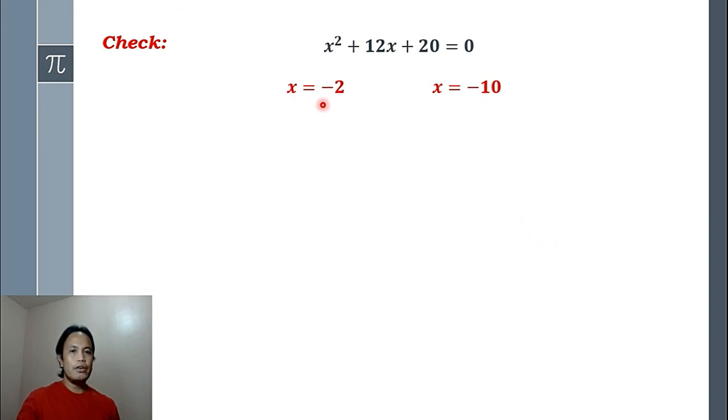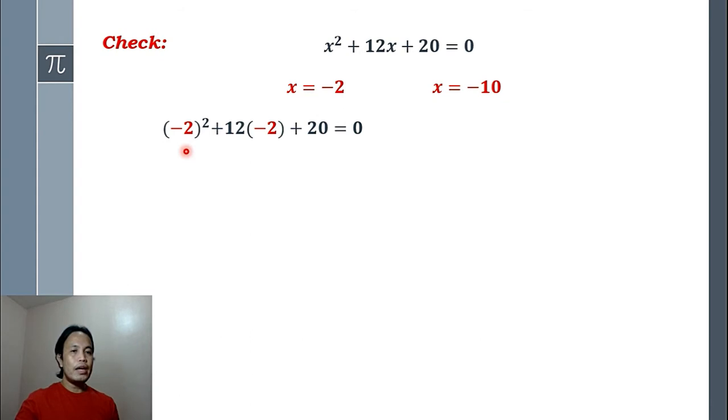And the first value is negative 2 and the second value for x is negative 10. We will substitute these values into our equation. We will have first the negative 2. Since this is x squared, we change x with negative 2, which is the first value for x. Instead of writing x, we change that with negative 2. Then we copy the square. Plus we copy the 12 times, of course, the x is negative 2. Then we copy plus 20 equals 0.